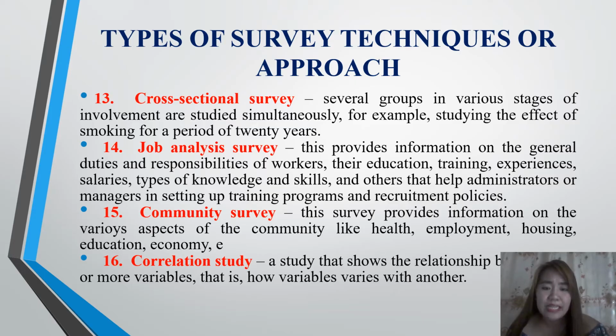15, community survey. This survey provides information on the various aspects of community like health, employment, housing, education, economy, and the likes. Number 16, correlation study. A study that shows the relationship between two or more variables. That is, how a variable varies with another. For correlational study, it is aimed to find out whether there is either a positive or negative correlation between two variables, or two or more variables.